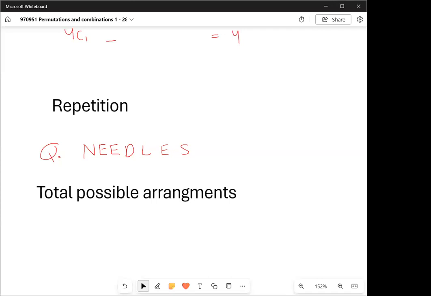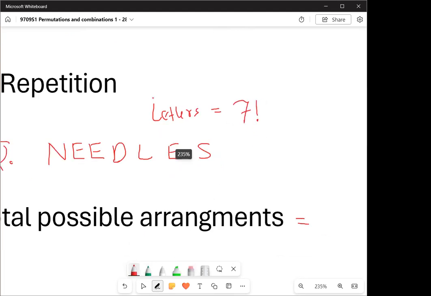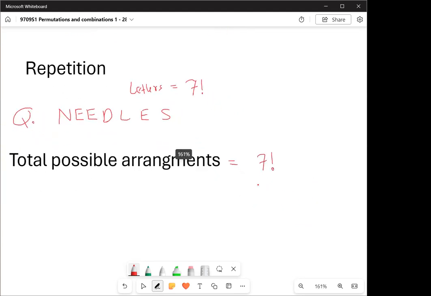I'm joining. Okay, Hamsini, look at this. Total possible arrangements, needles, right? Now, what you do here is you count the letters. How many letters are there? 6. No, there's 7. Oh my God, I forgot counting. You have to go back to nursery to learn counting again. Okay, start over.